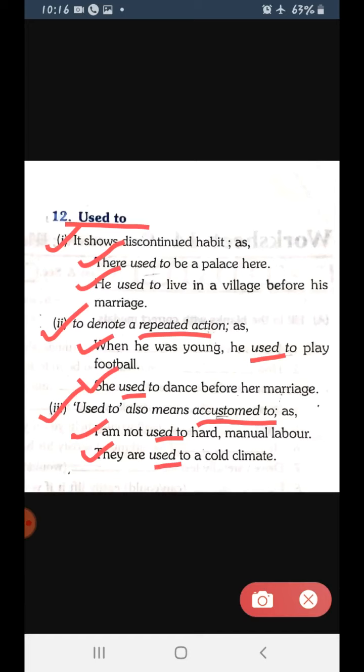That means, they are living in a cold climate, and they are habitual of that climate, and they do not catch cold. That means, they are habitual. They are accustomed. Okay. So, I hope the chapter is clear to you, as we have come to the end of the modals. Fine. So, I hope the chapter is clear to you.